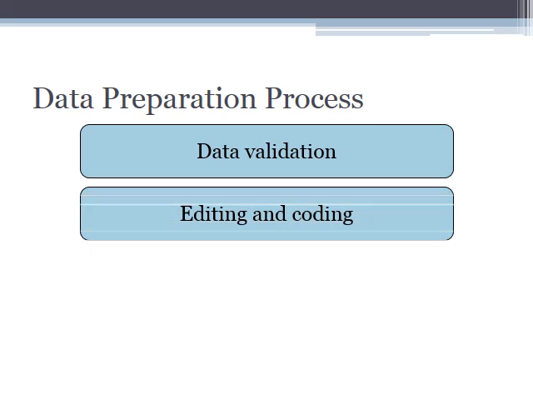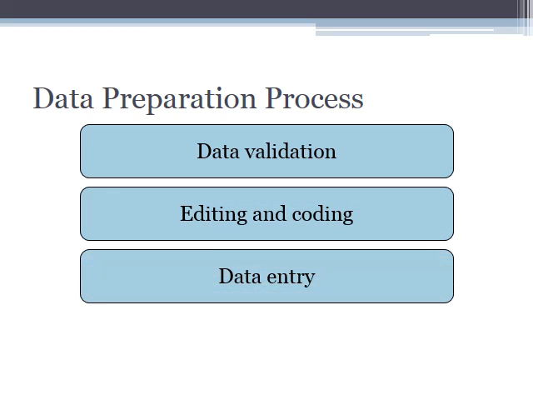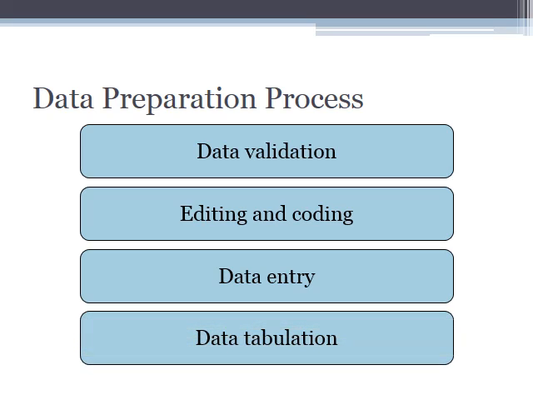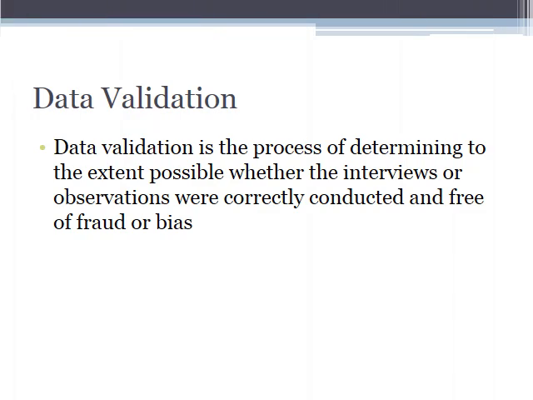So let's talk about the data preparation process. We're going to talk about each of these components. The data validation, how to edit and code it, data entry, and data tabulation. Data validation is the process of determining to the extent possible whether the interviews or observations were correctly conducted and free of bias. So we want to know if our surveys, our interviews, our observations, whatever it is that we're doing to collect data, were they done correctly?